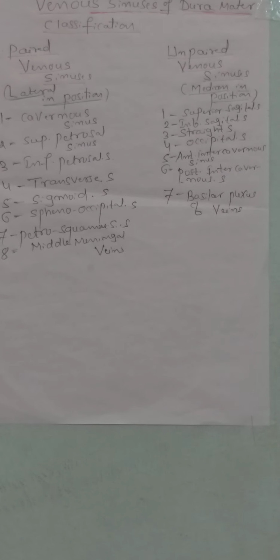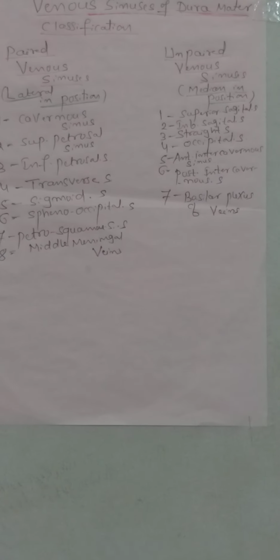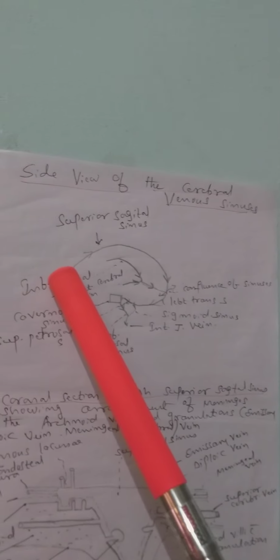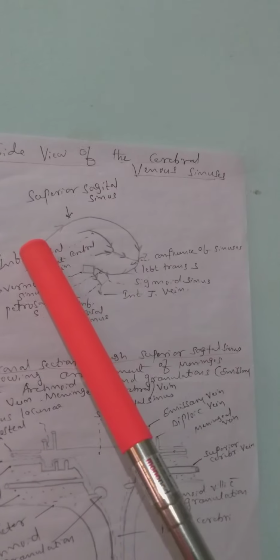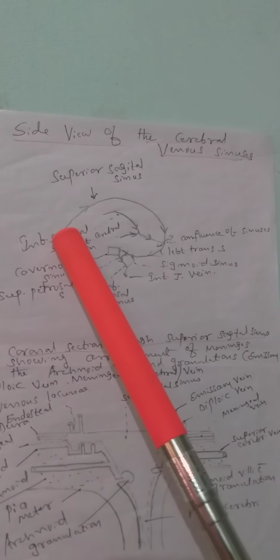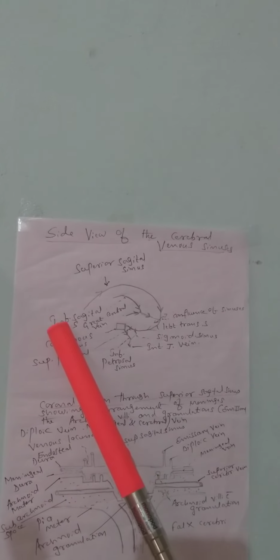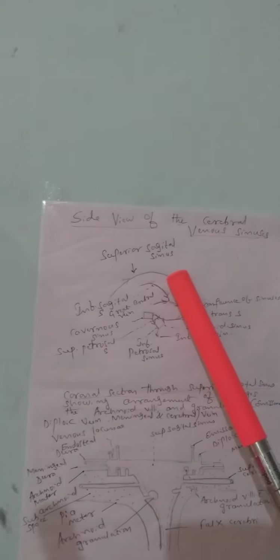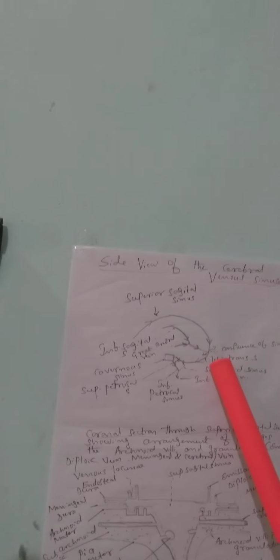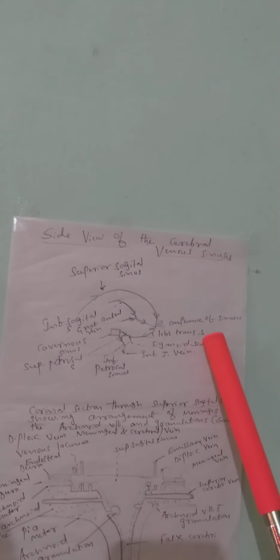Now we'll see the superior sagittal sinus, which is unpaired. It starts from the crista galli. In the beginning it is drained by the frontal sinuses and the nasal veins. If the foramen cecum is patent, it receives veins from the nose and frontal sinus. It becomes larger posteriorly.